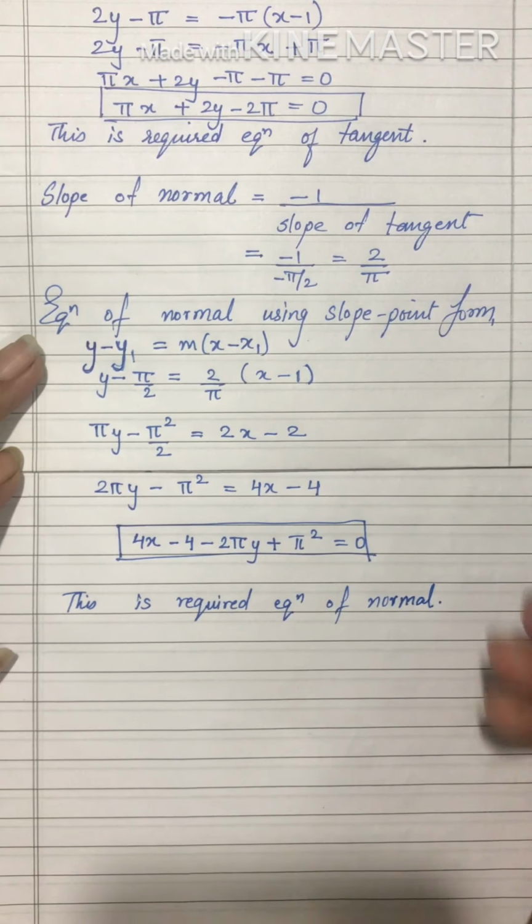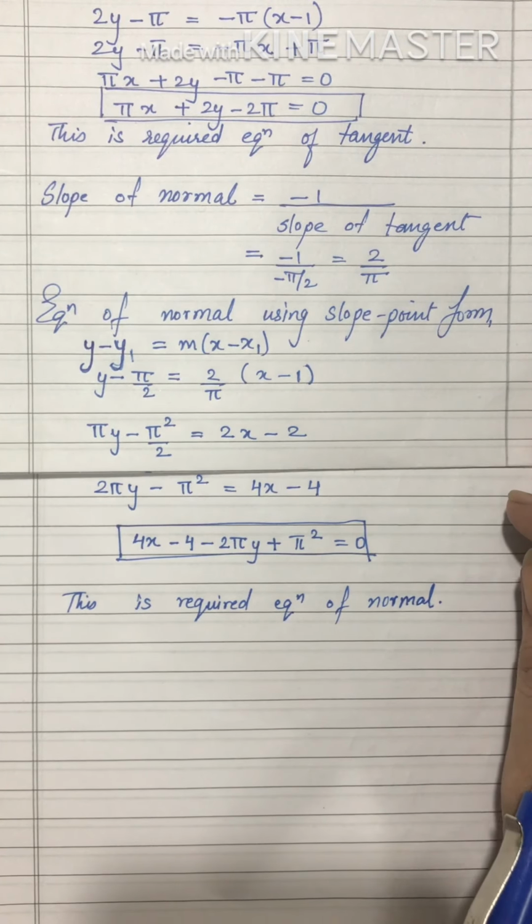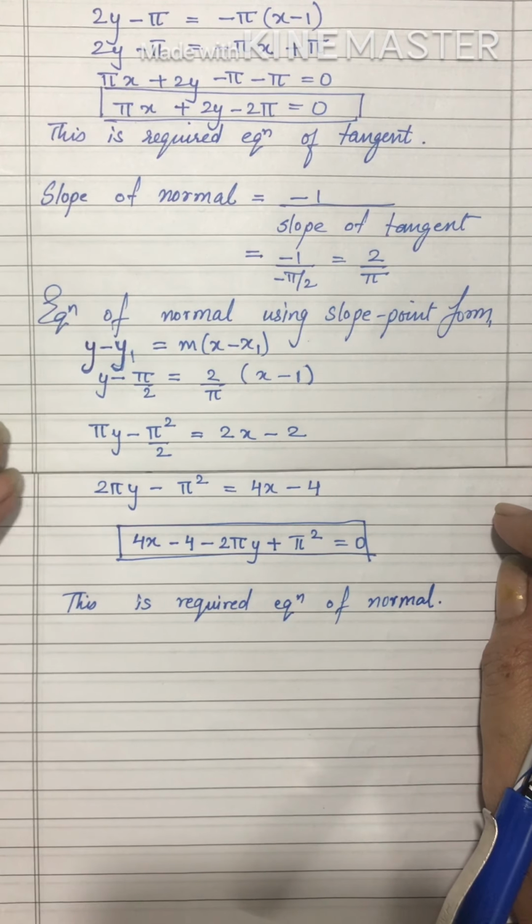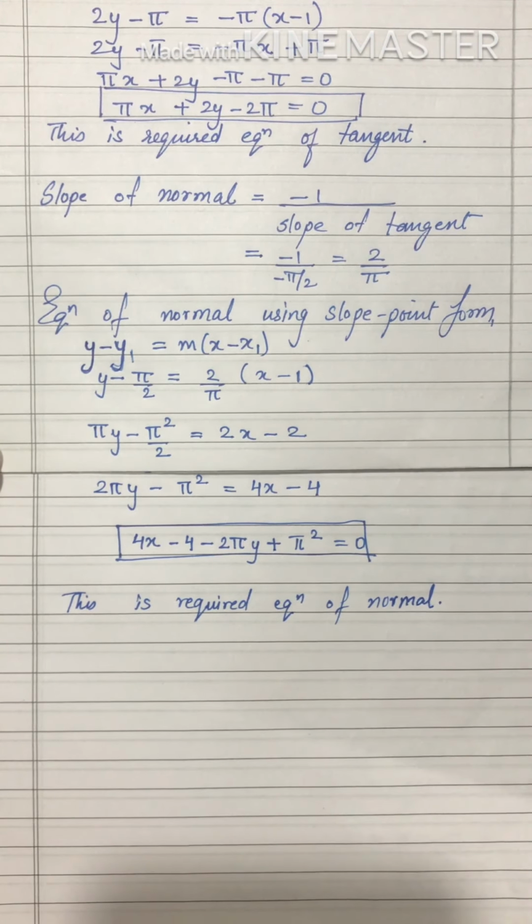Okay, so this is how all the sums are to be done in a similar manner. You just need to remember the formula of finding the equation, and before that how we find the slope for the given line. Okay, and that is it.